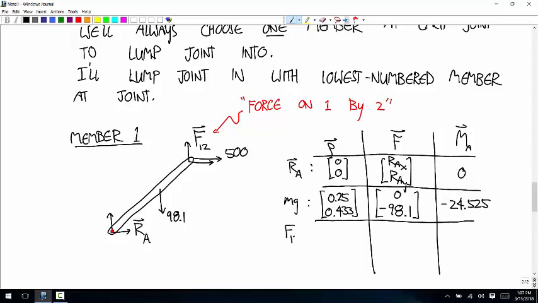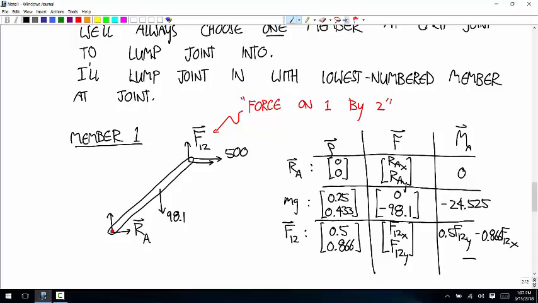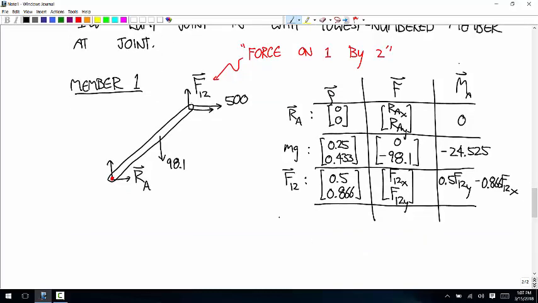And then the force F12, the row vector is 0.5, 0.866. The force vector is F12x, F12y. Cross product is 0.5 F12y minus 0.866 F12x. And then the last one is the 500 Newton force. That has the same row vector, 0.5, 0.866. The force is 500, 0. And so you get negative 433.